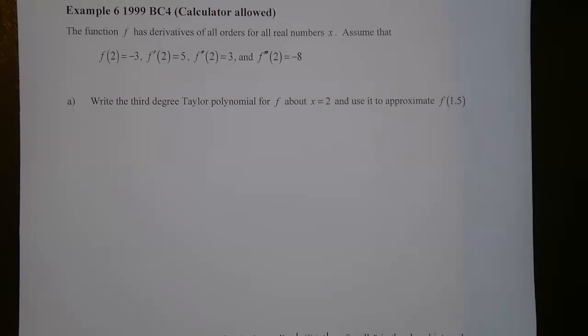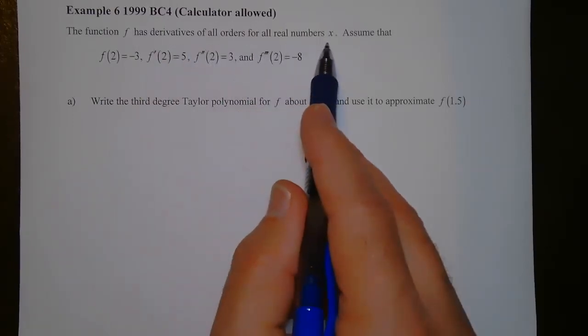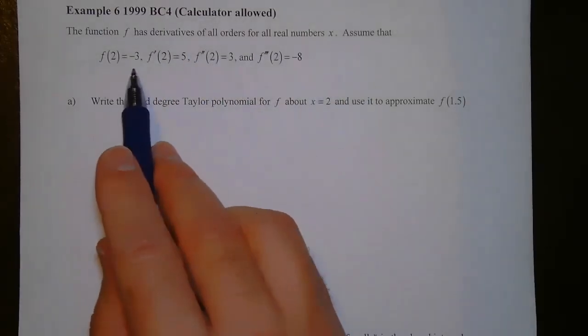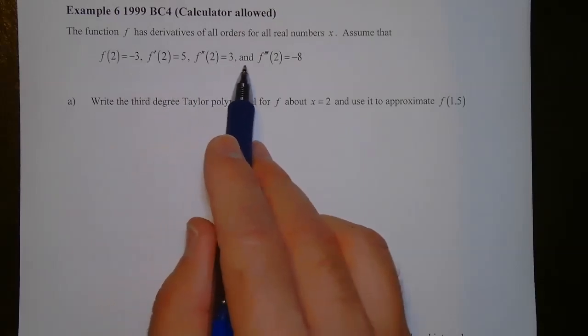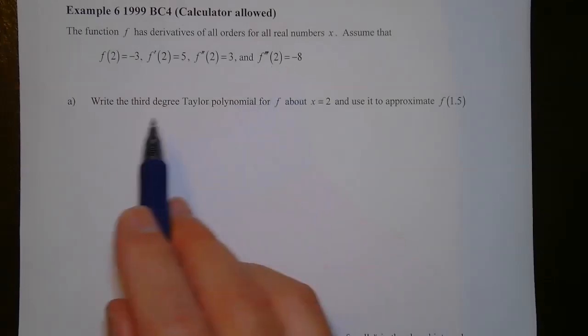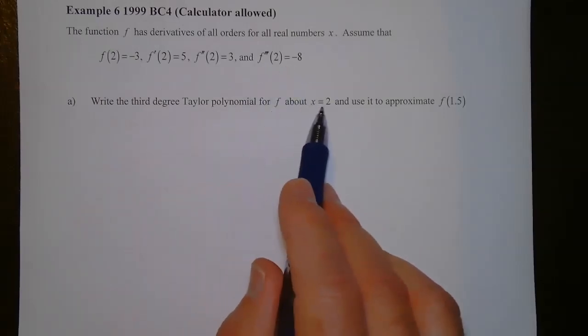All right, this is example 6, and it came from the 1999 exam, BC4, where the calculator was allowed. So we're going to use a calculator on this too, okay? So the function f has derivatives in all orders for all real numbers x. Assume that f of 2 is -3, f prime of 2 is 5, f double prime of 2 is 3, and f triple prime of 2 is -8. Write the third degree Taylor polynomial for f about x equals 2.